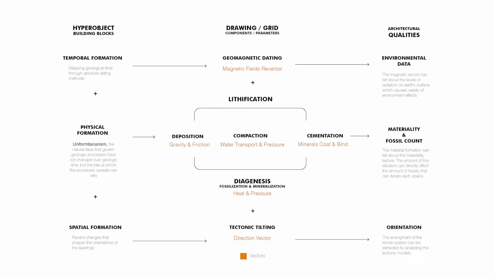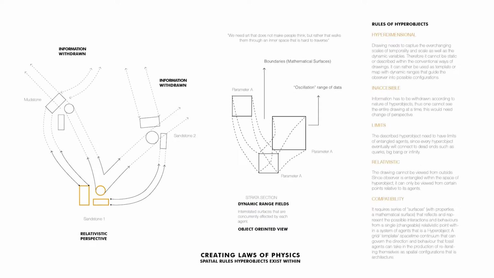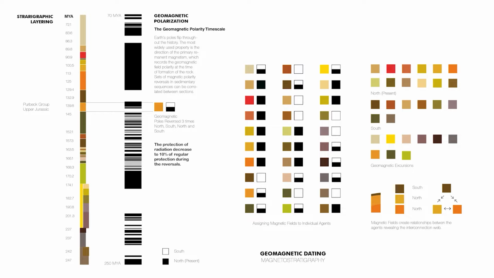From dating the temporal aspects to how the diagenesis of different stone types works and how the tectonic tilting is actually creating what we see as the geological layers, these were the focus areas to translate into a drawing system. I assigned vectors that would translate each of these qualities into 3-dimensional physical space. During the drawing process, I created drawing rules that satisfy Morton's principles of hyperobjects.